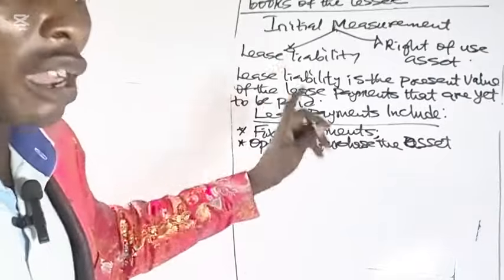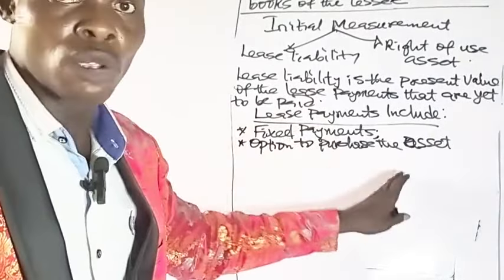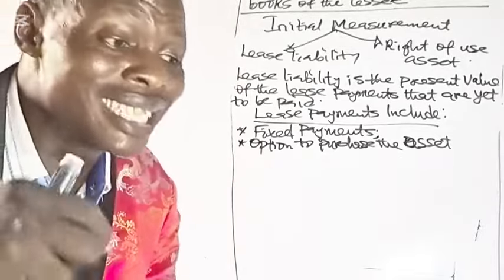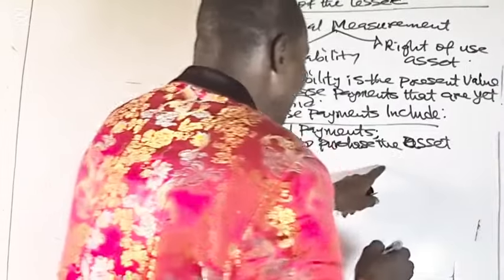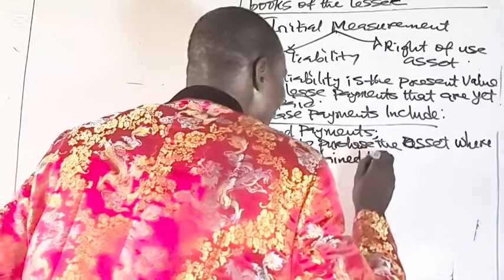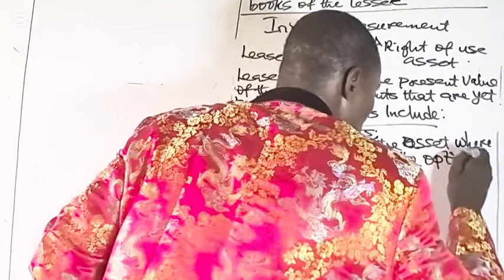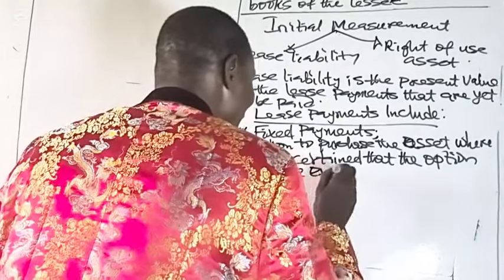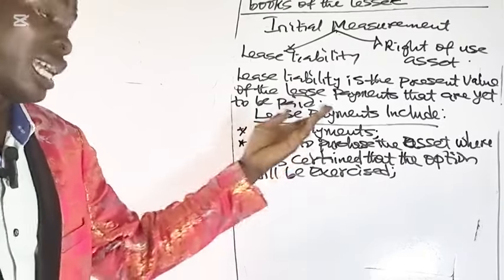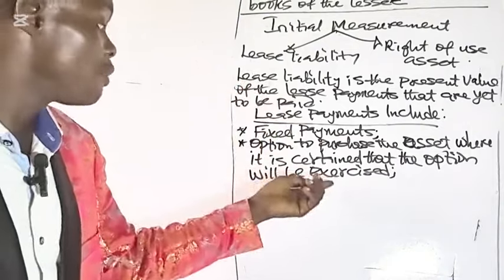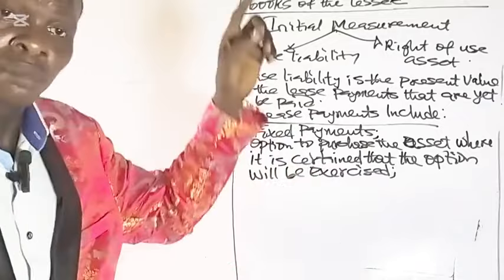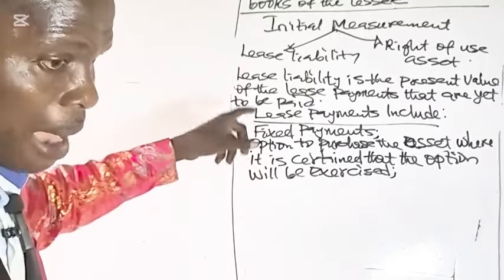Remember, I've told you the option period must form part of the lease term where it is certain that the option may be exercised. So, option to purchase the asset where it is reasonably certain that the option will be exercised means the option period will form part of the lease term. And if the period of the option forms part of the lease term, the payment for the period of the option will form part of the lease payments. For better understanding, please watch my first video on IFRS 16.